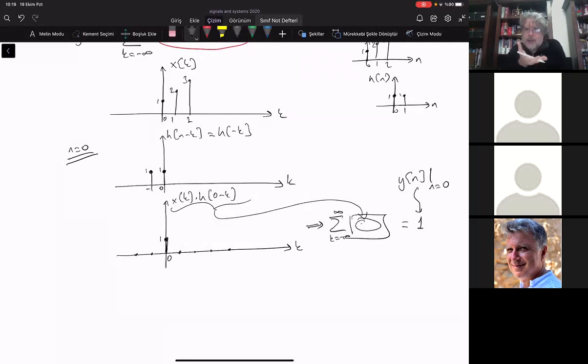When n is equal to 0, h of n minus k looks like this. It looks like h of minus k. And the value that I find at the output is the multiplication of that h of minus k with x of k, which is the last graph, and I sum them up, it gives you y of n at n is equal to 0.